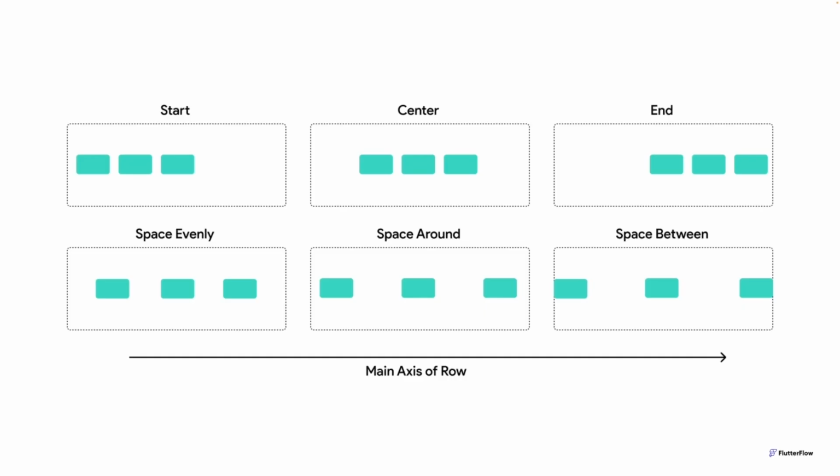Take a look at this example. So this is what we are talking about when we talk about the main axis alignment. Imagine you have three elements in a row, and that's how the main axis alignment is going to work in a row when you select each of these options. Just take a look at the space between or center or start.